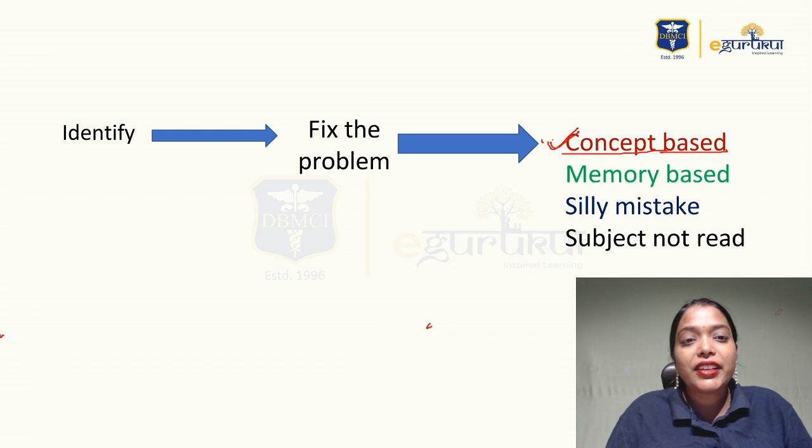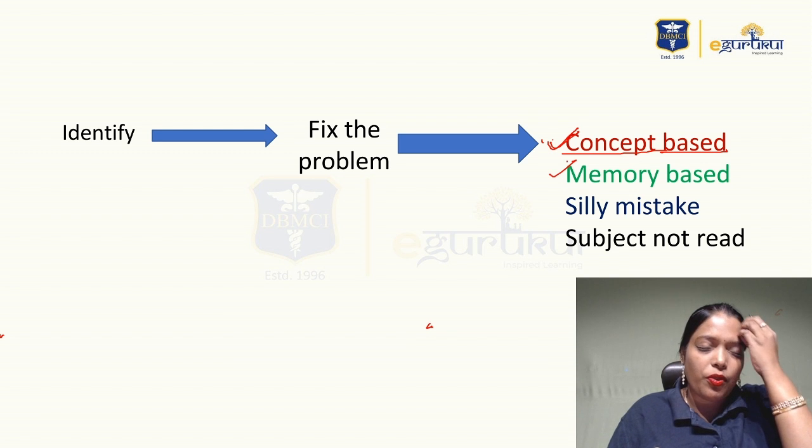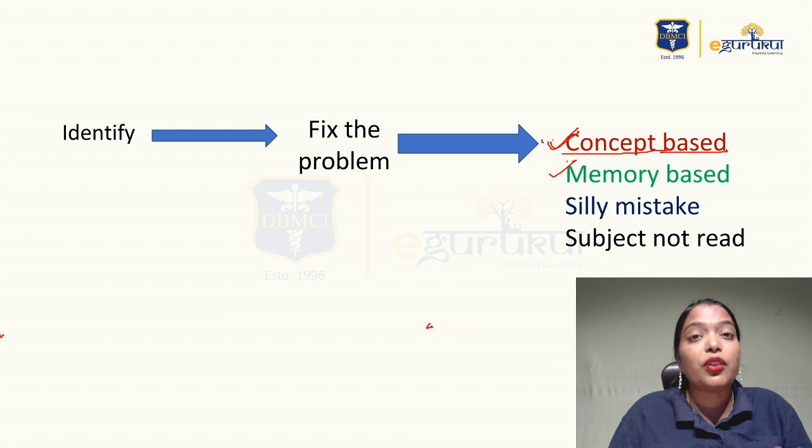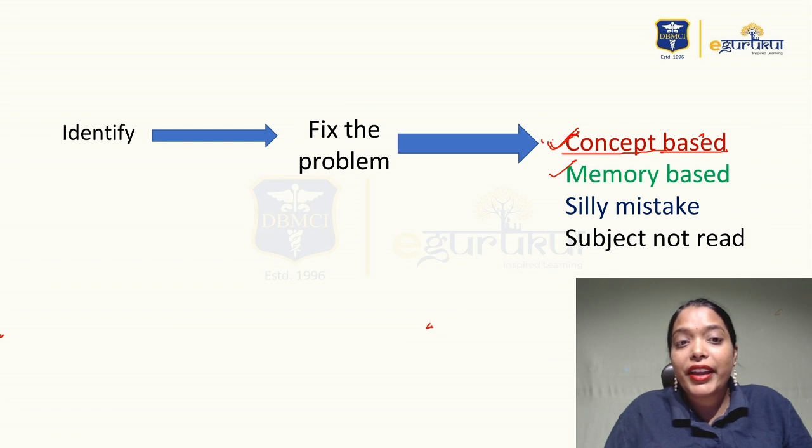Okay. The second type of mistake is memory based. You don't remember what it was. You couldn't recall it. So that requires more revisions. Again, in this, you try to identify which subject it is. So identify the subject also. That's also important.